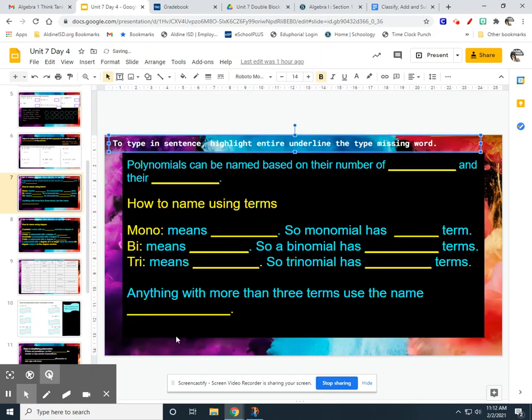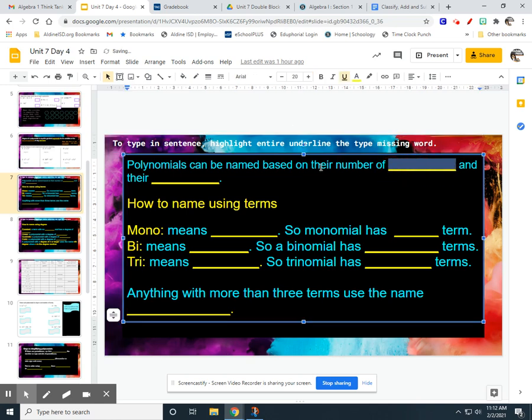Okay, so on this slide it says to type in the sentence, highlight the entire underline and then type the missing word. So polynomials can be named based on the number of terms and their degree.